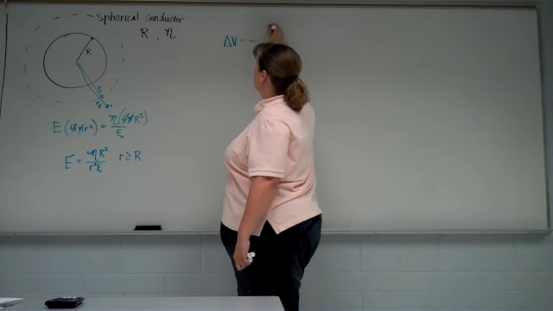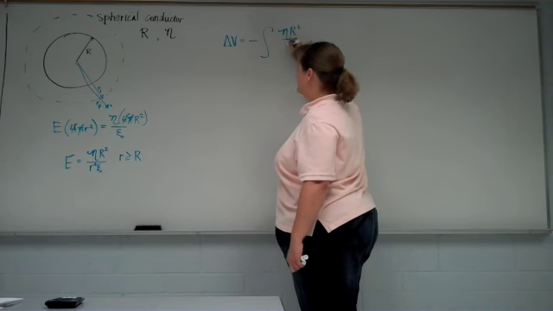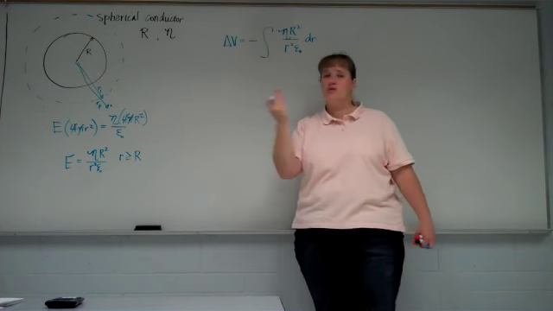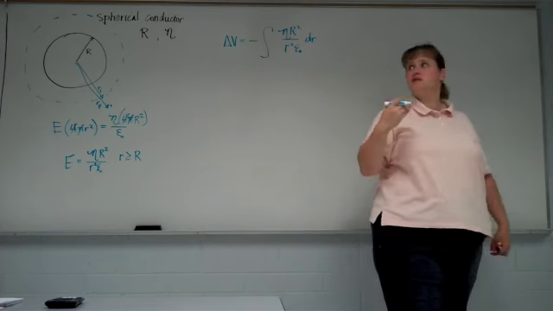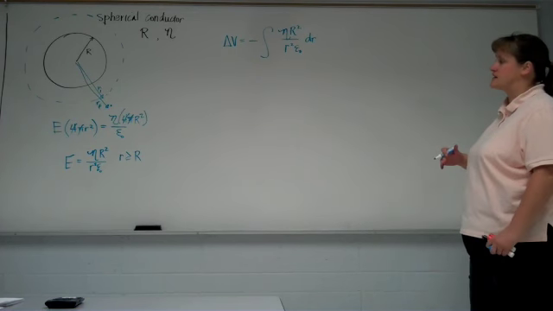delta V is the negative integral of our electric field dotted with our displacement. As long as we're moving radially outwards or inwards, the electric field's parallel to the displacement, so that takes care of the dot product.